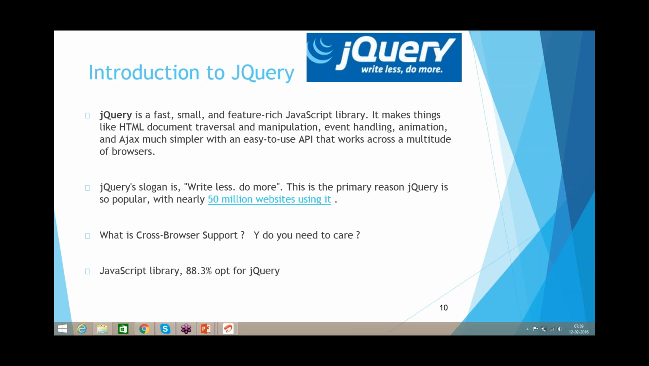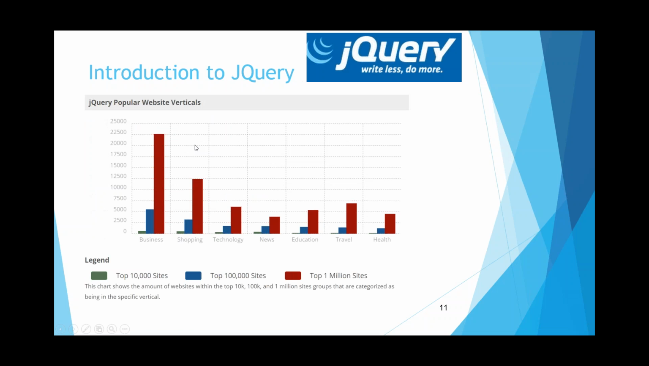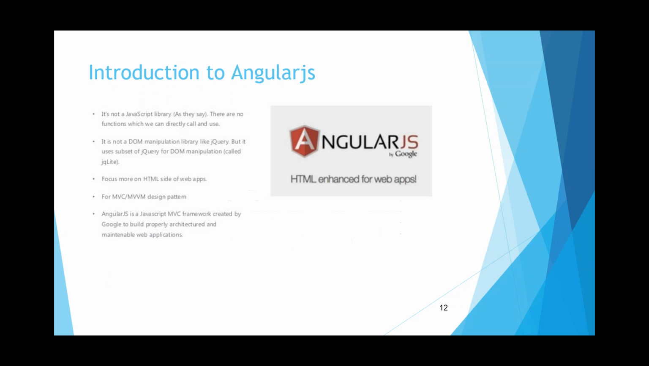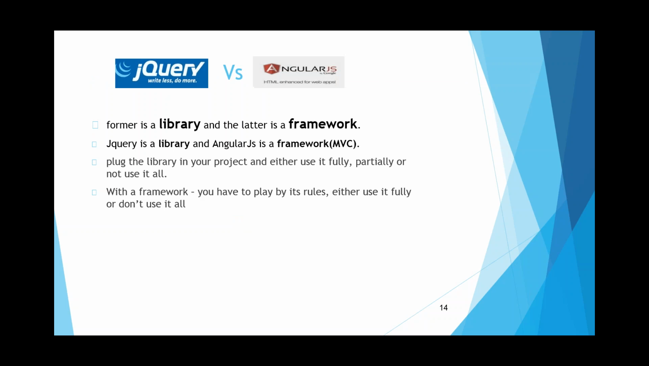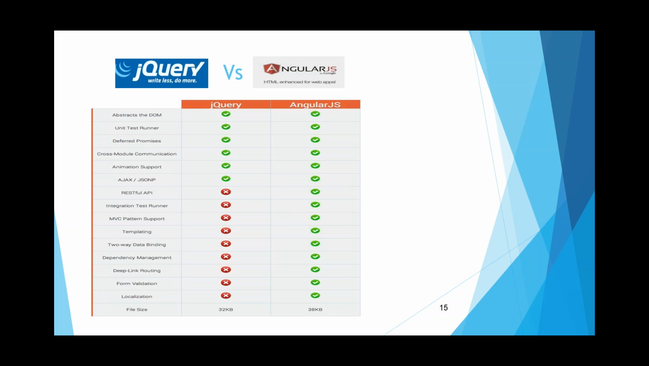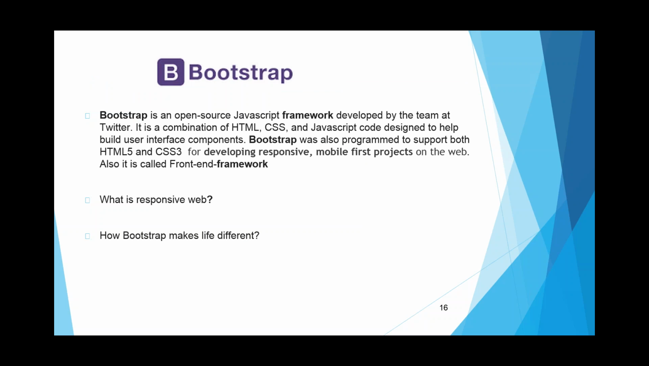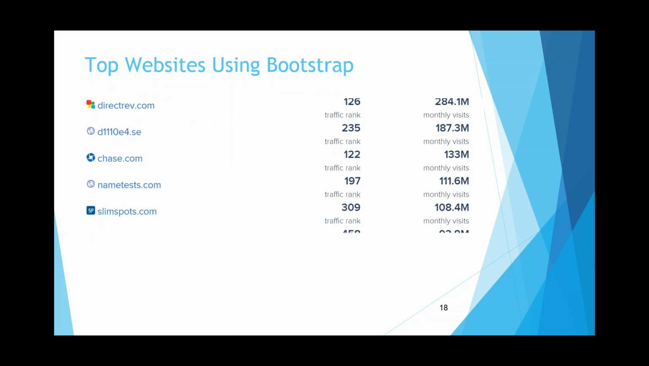You can see the statistics of how jQuery is being used. In business applications the usage is 22,500, and in shopping applications 12,500. In the top 1 million sites, jQuery is being used. AngularJS is another library that we are anyway not going to discuss. These are frameworks and their comparison. I will share this document, and you can go through it.